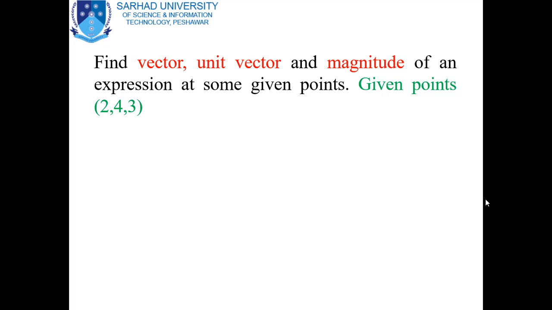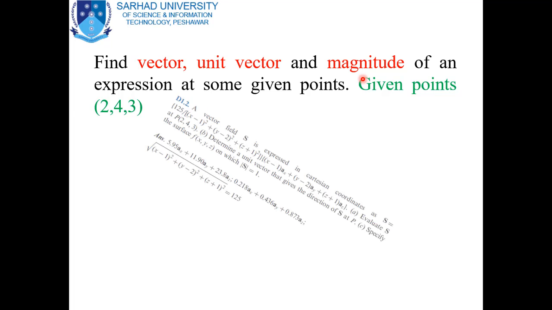In the second problem, we have to obtain a vector, unit vector, and the magnitude of an expression at some given point. So in this problem, we will have an expression, and we will put in the values of x, y, and z, and get the vector form of the given expression. And then we will have to find the unit vector and the magnitude of the given vector.